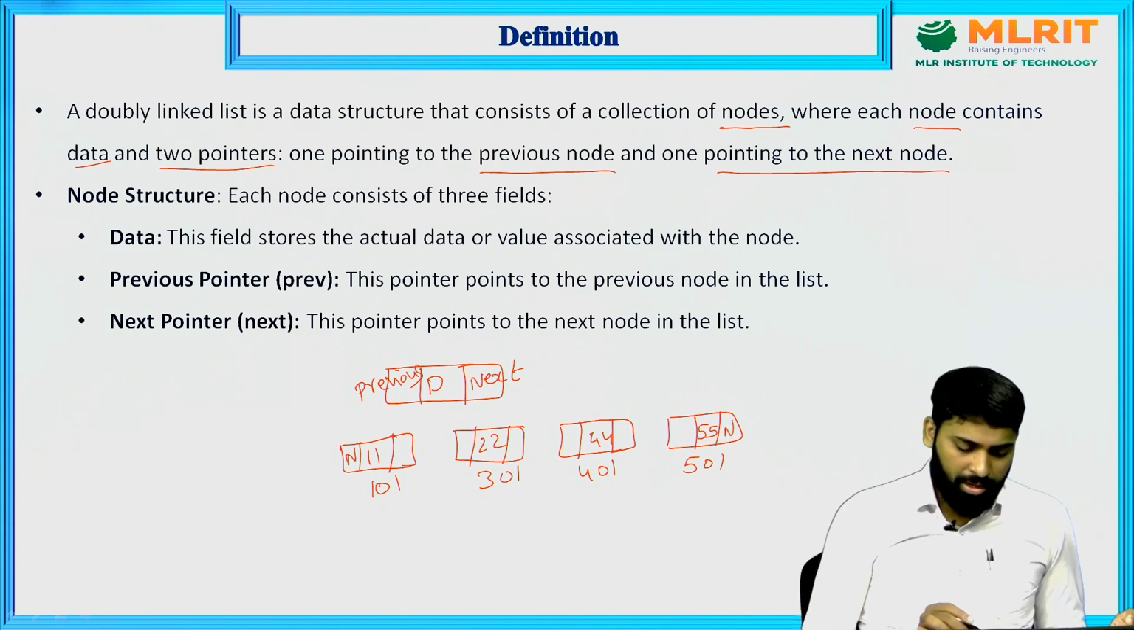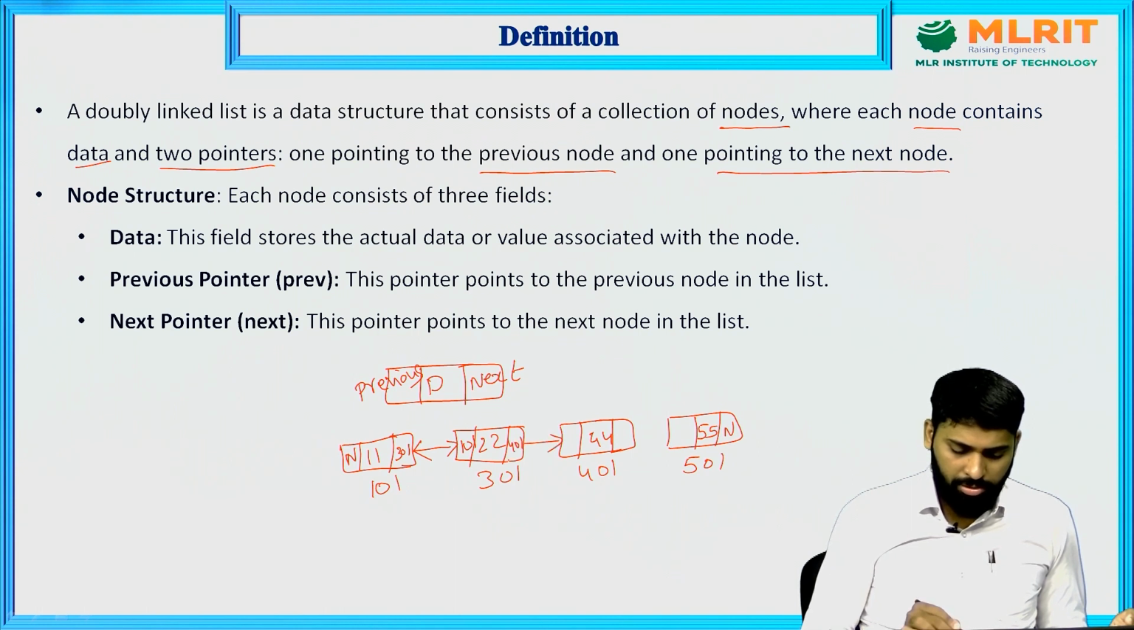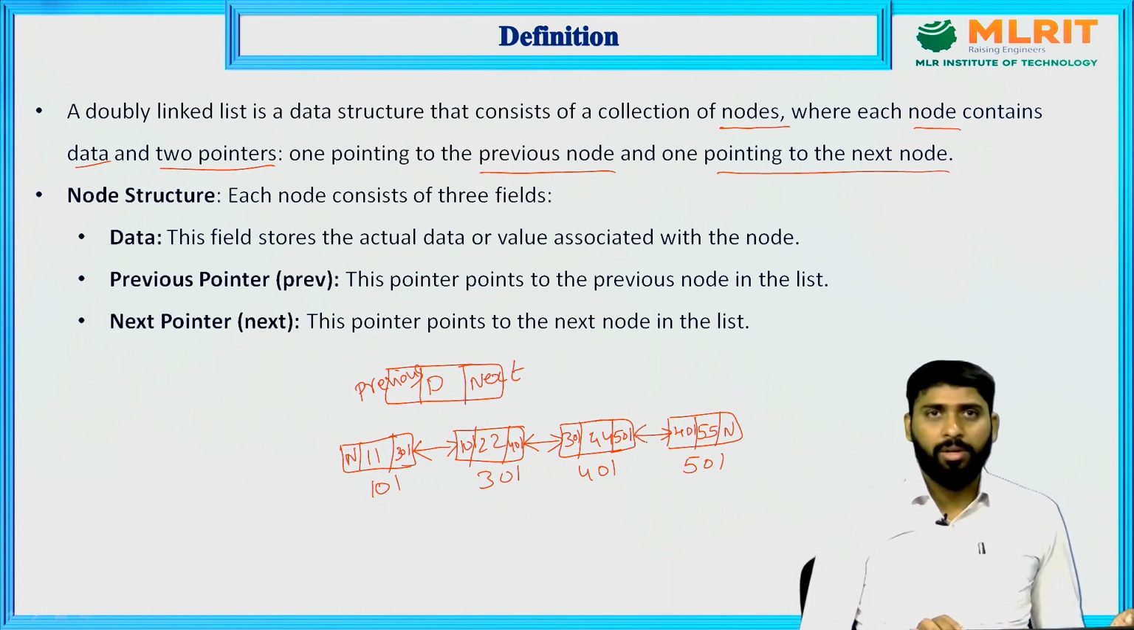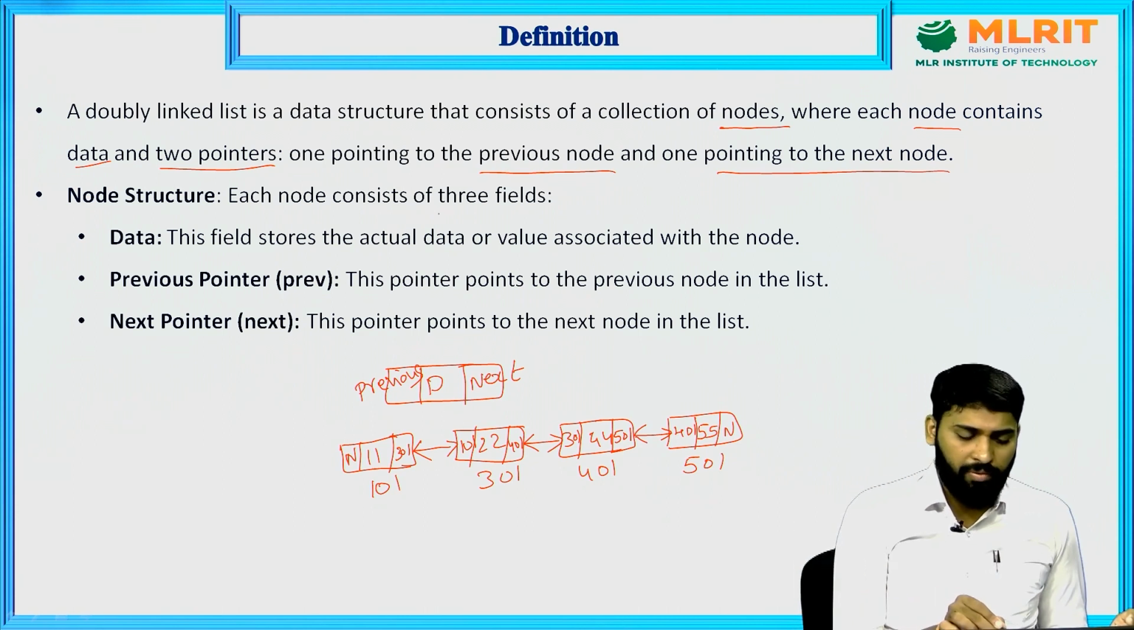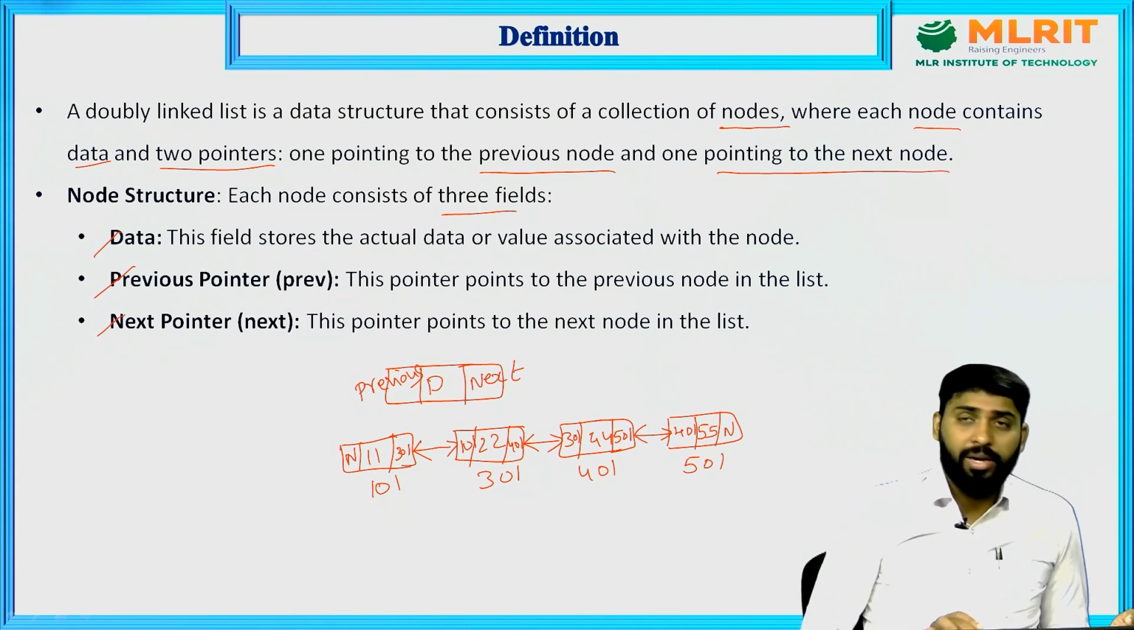Okay. So remaining here 301, this is the connection. Here 101 is a previous. So 401 is next to 301 and 301 is previous to 401. 501 is next to 401. 401 is previous to 501. Okay, this is the double linked list. So each node consists of 3 fields: one is data, another one is previous and next pointer.